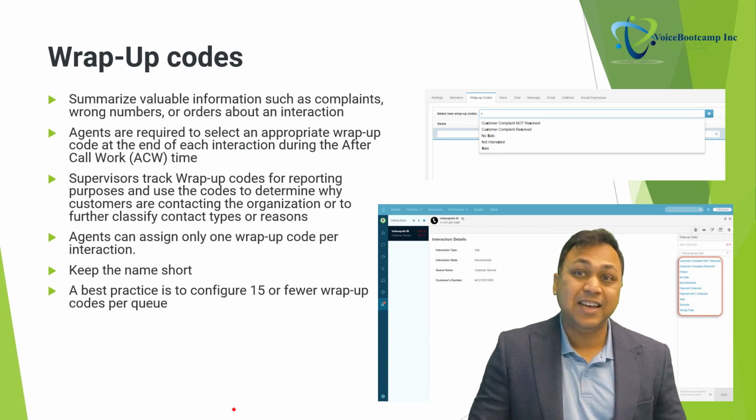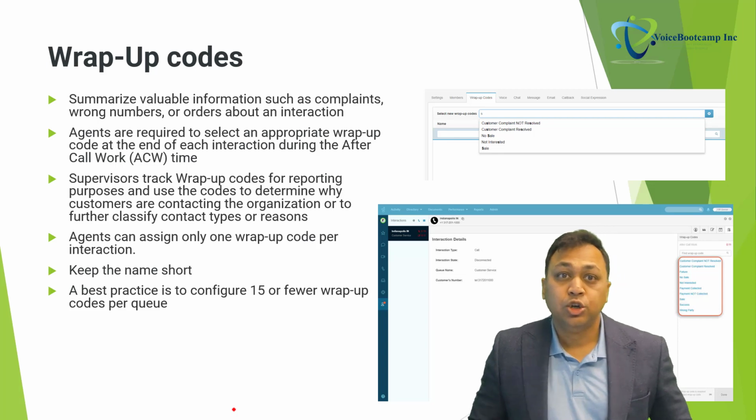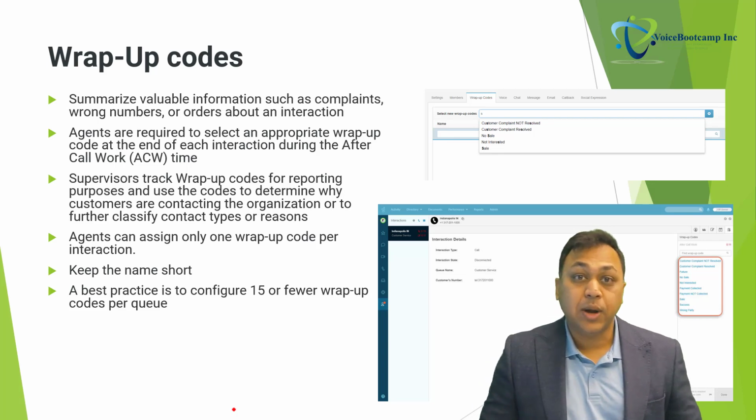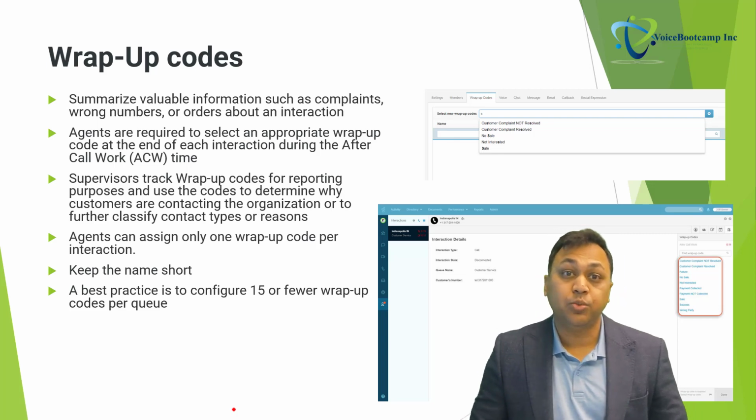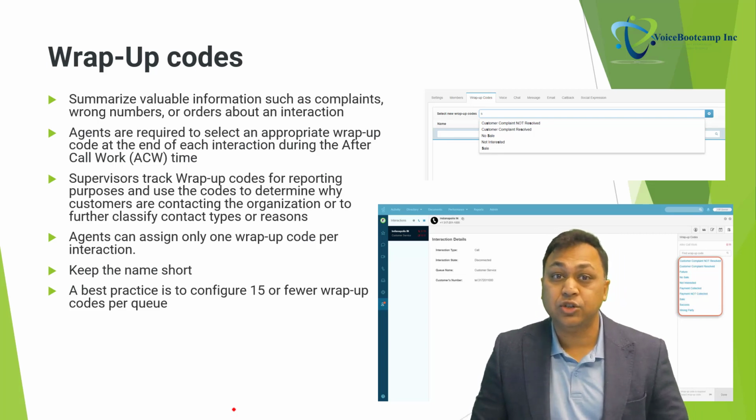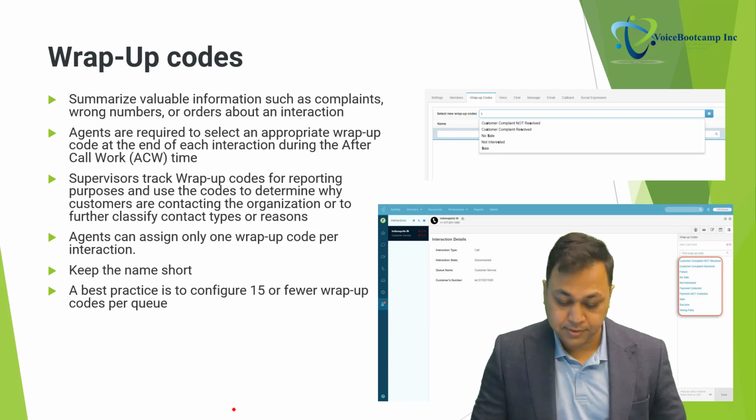work or ACW time. Supervisors track wrap-up codes for reporting purposes and use those codes to determine why the customer is contacting the organization, or even further classify the contact type or reasons.